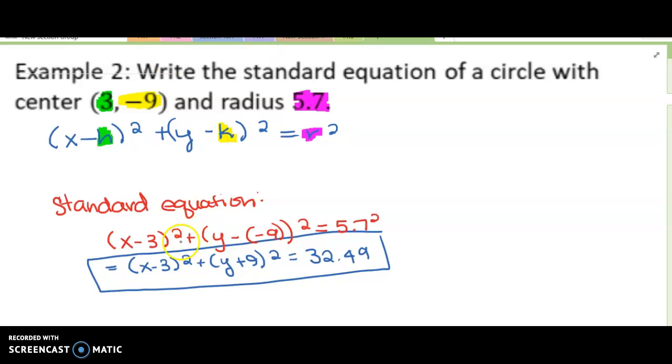All right, so when you plug it in, you get right here, (x - 3)^2 + (y - (-9))^2 = 5.7^2. And then if you clean up this minus and negative, you'd get (y + 9)^2. And then 5.7 squared is 32.49. So your final answer should be this.